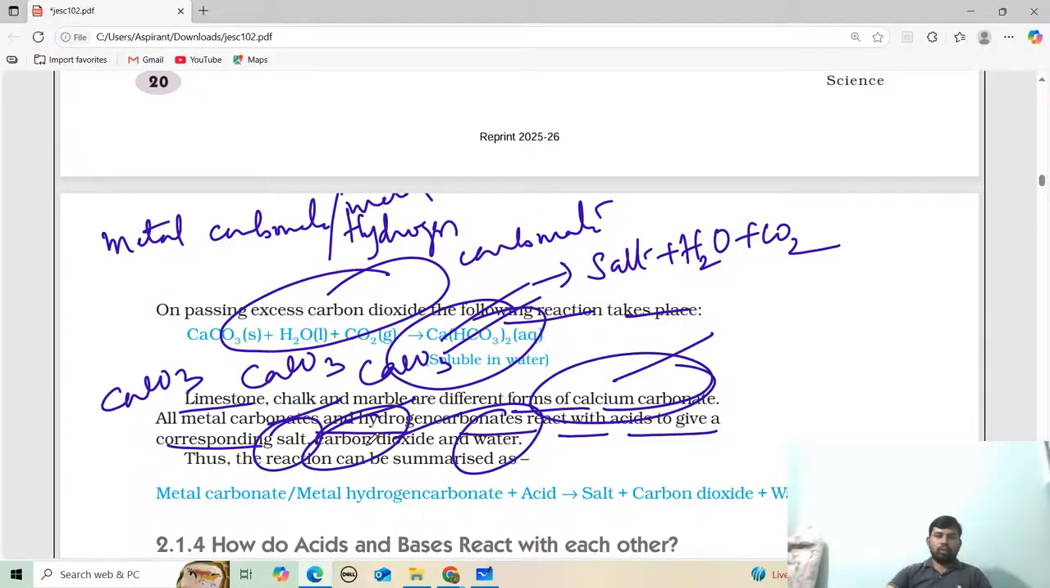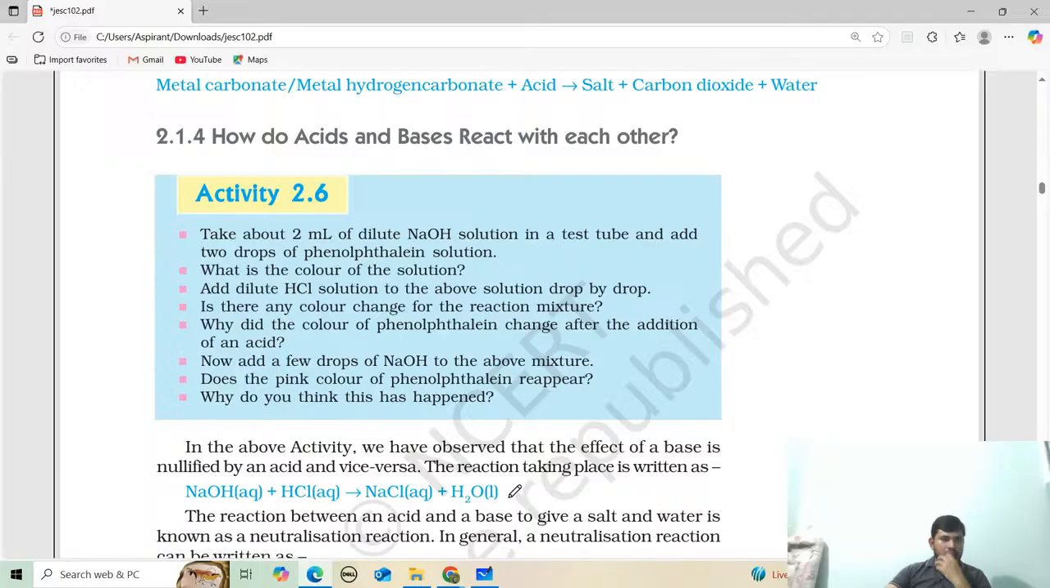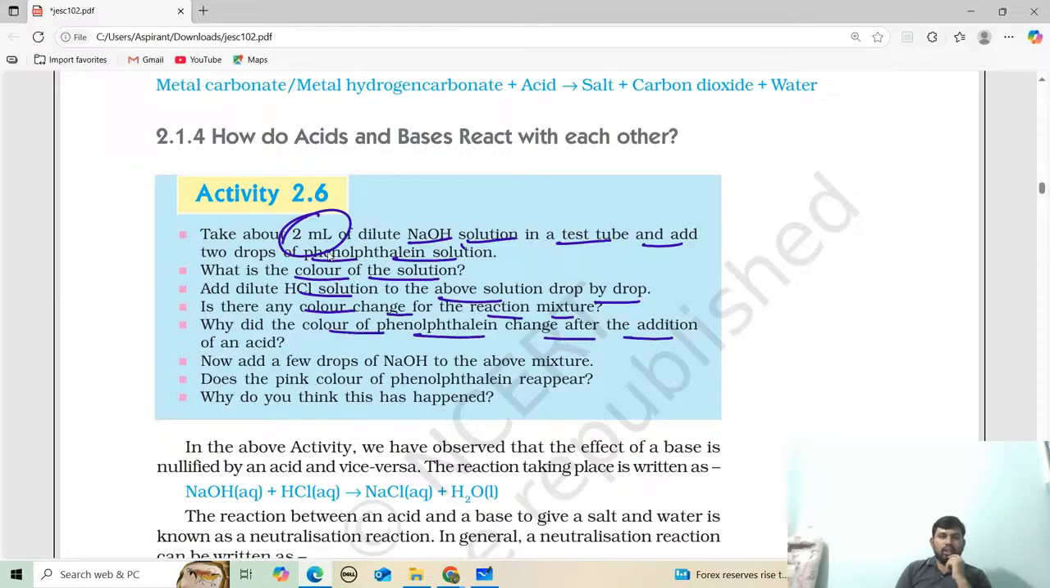How do all the acids and bases react with each other? They have given the activity here. Take 2 ml of NaOH solution in a test tube, and add a few drops of phenolphthalein solution and note the color of the solution. Then add dilute HCl solution drop by drop. Is there any color change in the reaction mixture? Why does the color of phenolphthalein change after the addition of acid?